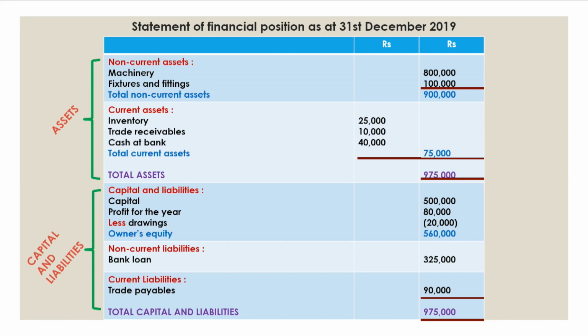As non-current liabilities, we have bank loan amounting to 325,000 rupees, and as current liabilities, we have trade payables of 90,000 rupees. Therefore, this gives a total capital and liabilities of 975,000 rupees.